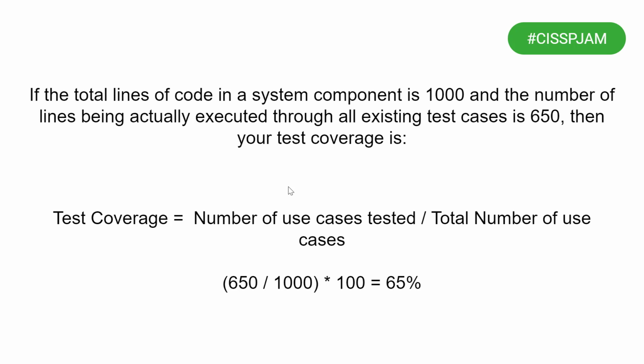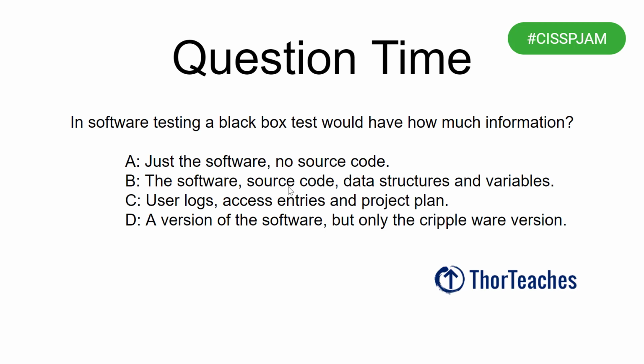So you have 1,000 lines of code, but all of the tests that you've conducted have only utilized 650 lines. Then if I ask you what is your test coverage, you'll use this formula. Test coverage equals the number of use cases tested versus the total number of use cases. So in this case, the use cases that we tested would be 650, because 650 lines of code were tested out of the 1,000. It's a very simple formula, but something to keep in mind.